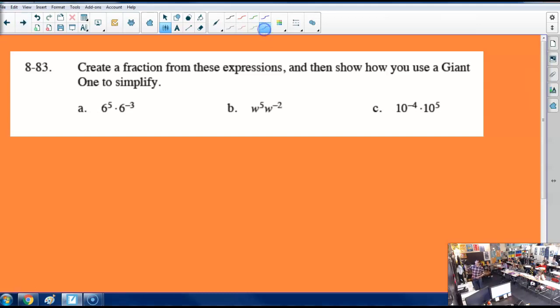Logan, what happens to A? Simplifies to? Well, what's the negative tell us to do with that second value? Yeah, divide, or put that on the bottom. So we really have 6 to the 5th over 6 to the 3rd. What's that become? I know you know this. Yeah, 6 to the 2nd, or 6 squared, or 36.